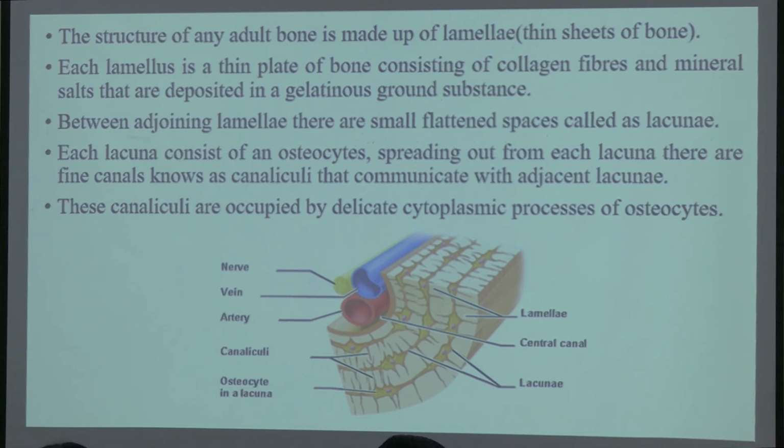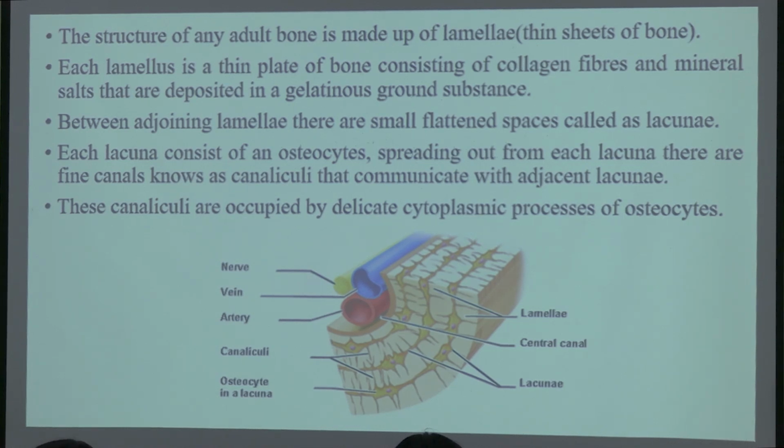Okay. Now what about this lamellus? How is it formed? The structure of any adult bone is made up of lamellae. These are called thin sheets of bone. Each lamellus is a thin plate of bone consisting of collagen fibers, along with mineral salts deposited in the gelatinous ground substance. This is how a single sheet of bone is formed.